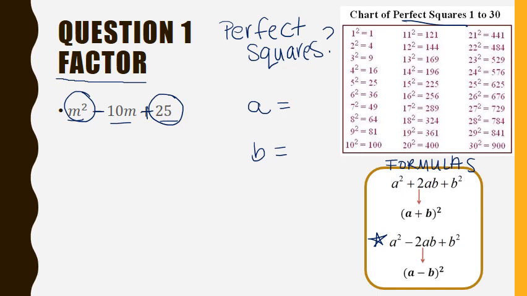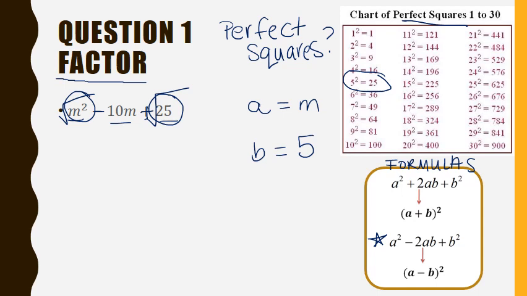Okay, so the square root, remember, we take the square root of m squared. The square root of any variable squared is just the variable. So my A is going to be m. And 25, well, 25 is a perfect square if you need to use your chart. The square root of 25 is just 5.